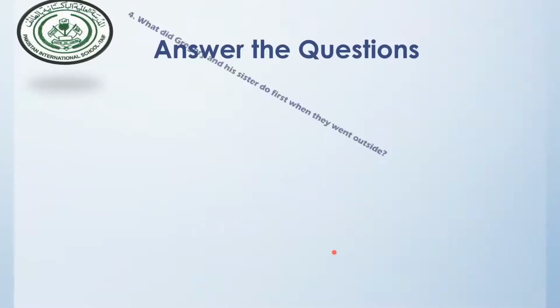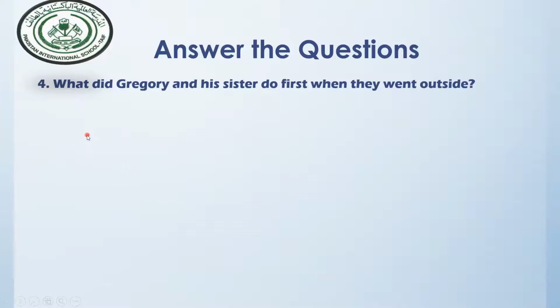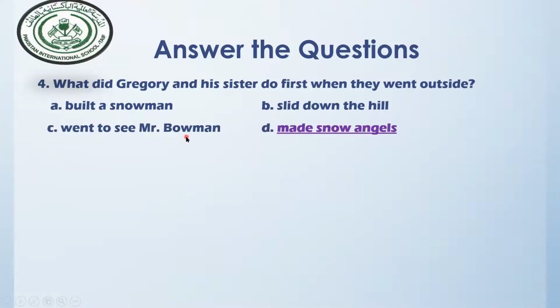Now the number four question, dear students: what did Gregory and his sister do first when they went outside? We will give you 10 questions and you have to answer, because it is very easy. Just four options are given and you have to choose one. A, built a snowman; B, sailed down the hill; C, went to see Mr. Bowman; and D, made snow angels. So, dear students, the correct option is D, made snow angels.